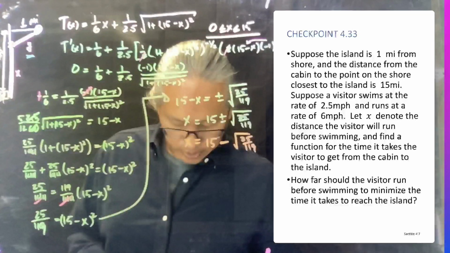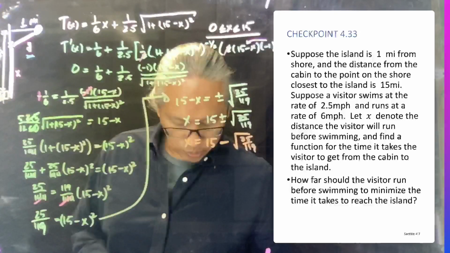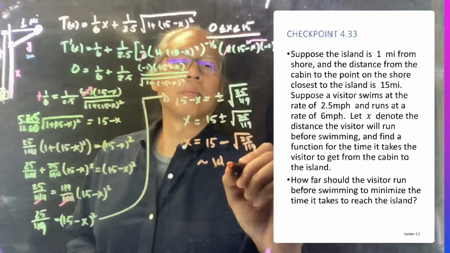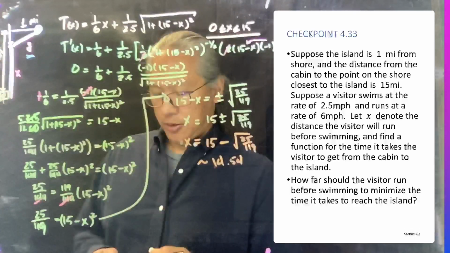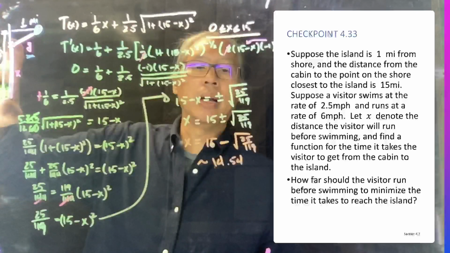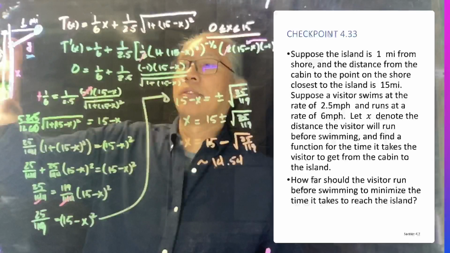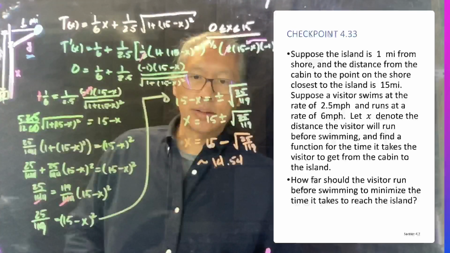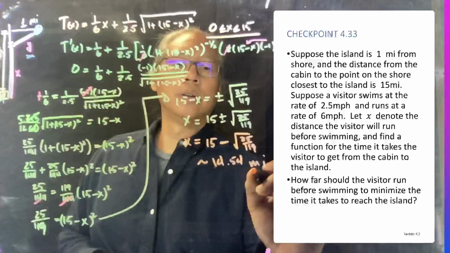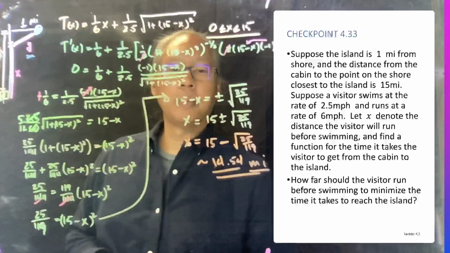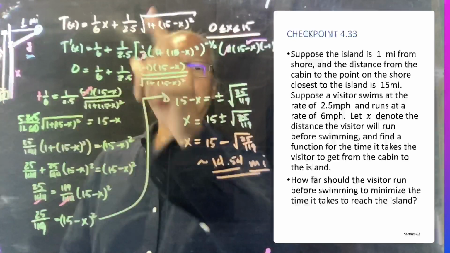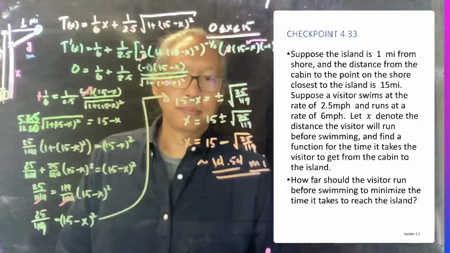And I think that was approximately 14.54. So you basically run almost the whole way, leave about half a mile, a little bit more than half a mile, and then you start swimming across. So this is a distance that you would run along the shore, about 14.54 miles. And then you stop and then you swim the rest of the way to the island.